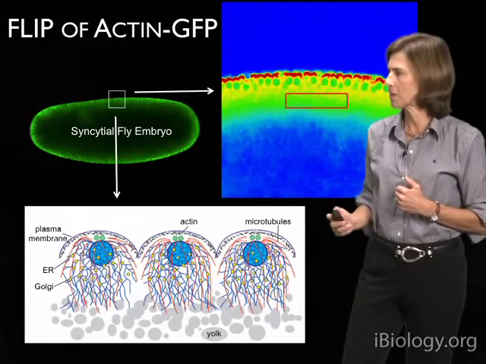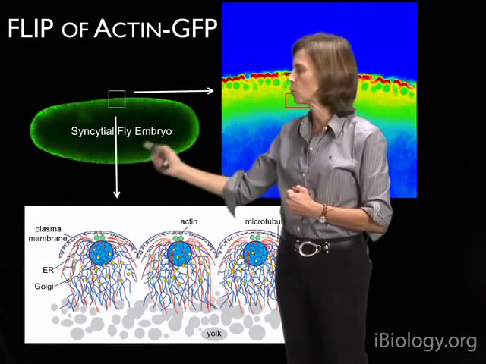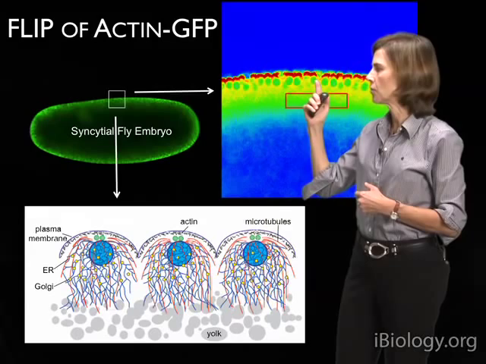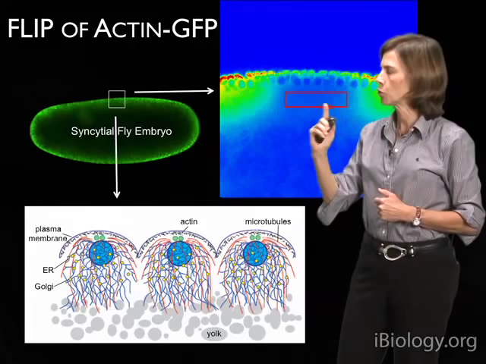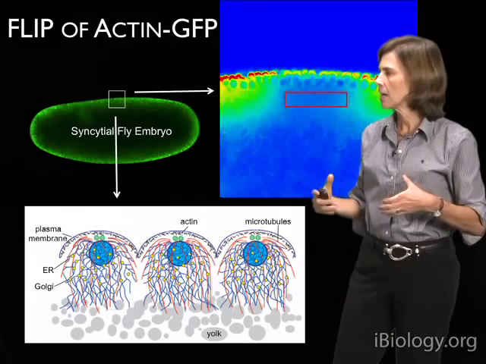This is a syncytial fly embryo expressing an actin GFP probe. Now, this embryo is quite large, many microns across, and it's an open system. It's a single cell that has many individual nuclei associated with it. And these nuclei, you can see as individual sort of holes here, where the actin is distributed all around. What one sees is that with repetitive photobleaching of this region of interest right here, the fluorescence outside the region, red box, depletes with time. And that is because the actin molecules are very rapidly moving throughout this whole environment.